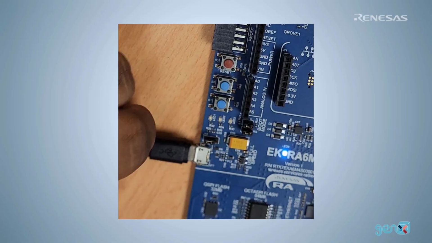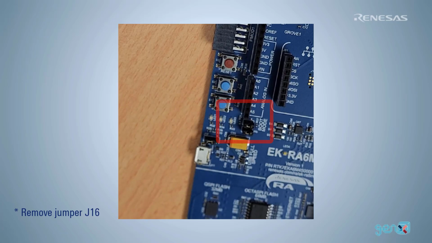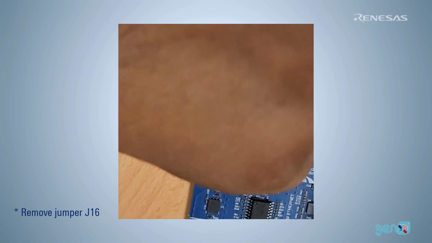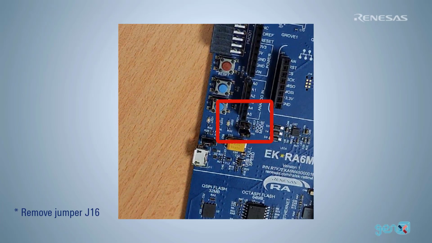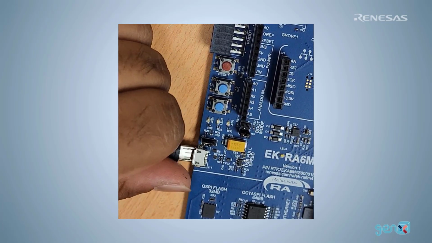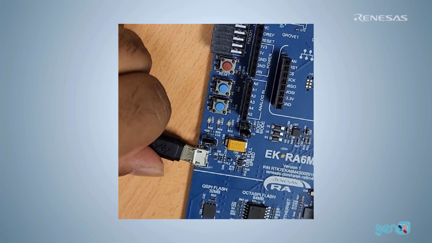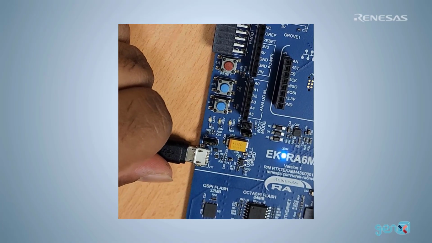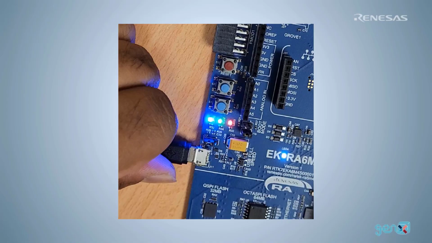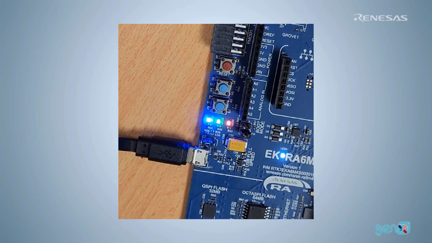Once the program has uploaded, we shall open the jumper J16 to disable the boot mode. First, we remove the USB power cable from the port. Then, we remove the jumper and then we reconnect the USB to supply power. We shall see that the LED is blinking, indicating a successful program flash operation.